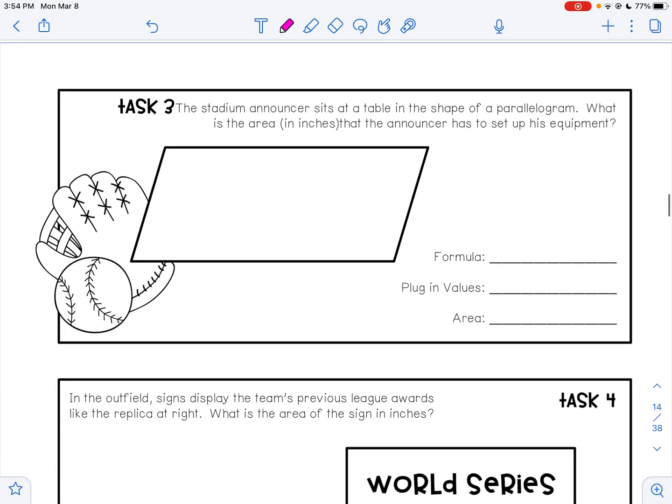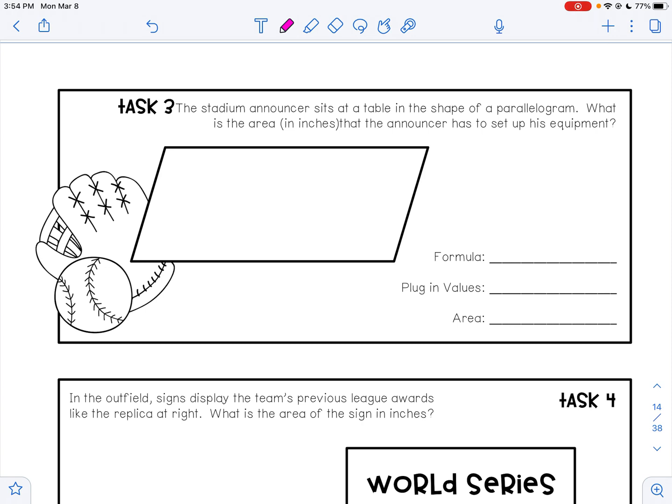All right, task number 3. So the stadium announcer sits at a table in the shape of a parallelogram. What is the area in inches that the announcer has to set up his equipment? Okay, so the stadium announcer is going to be sitting at this parallelogram. So let's write the formula for a parallelogram to see what we need to measure.